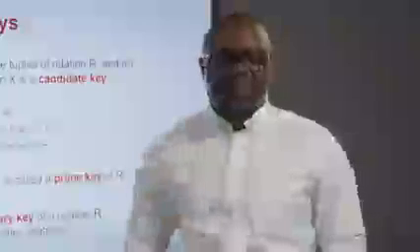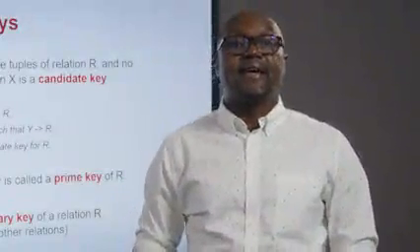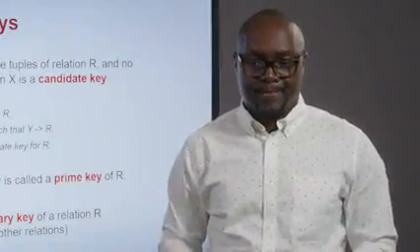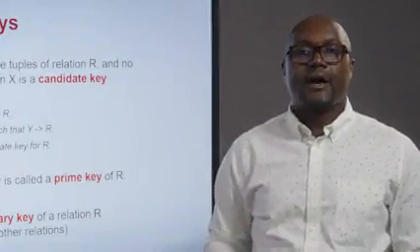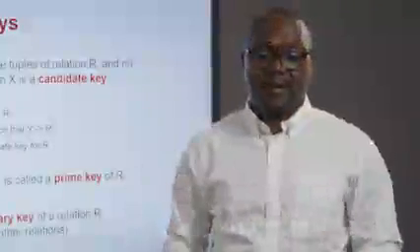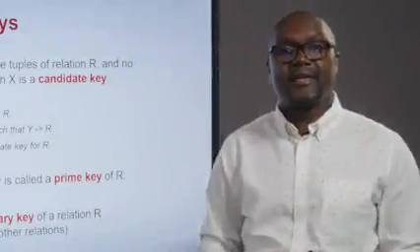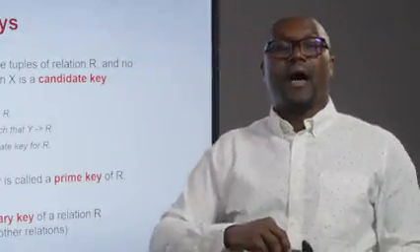Any attribute that is part of a candidate key is called a prime key. And we know very well that one of the candidate keys is chosen as a primary key of R. And of course, the primary key also acts as a reference in another table.